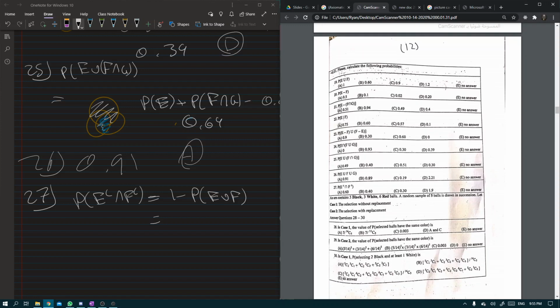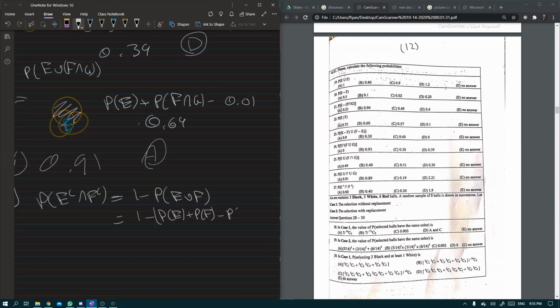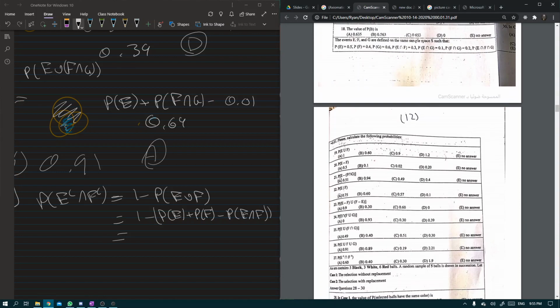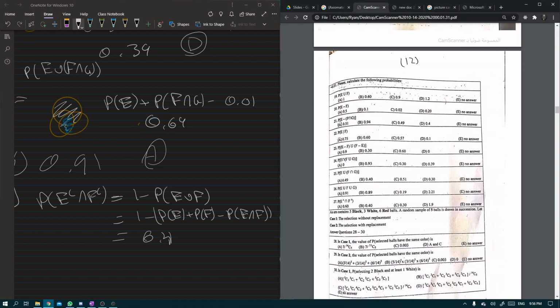Okay, so 1 minus E union F, it's just probability of E plus probability of F minus the intersection. Okay, so 1 minus 0.5. We solved this one with Rakan, it was in the slides. So this is easy but the other questions were hard. Okay, so this is 0.4.